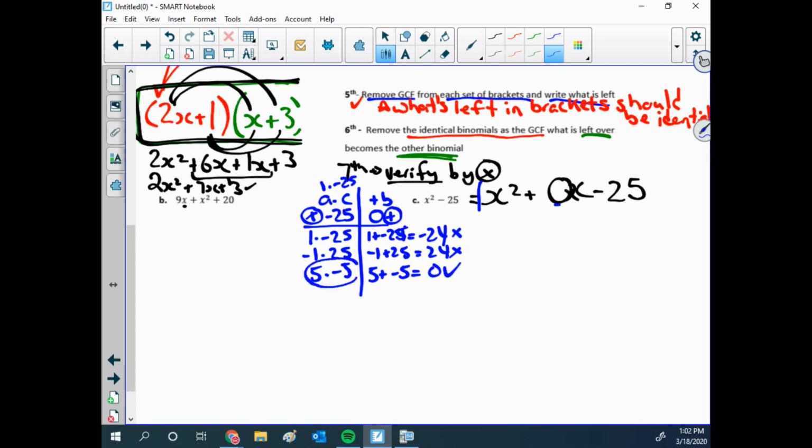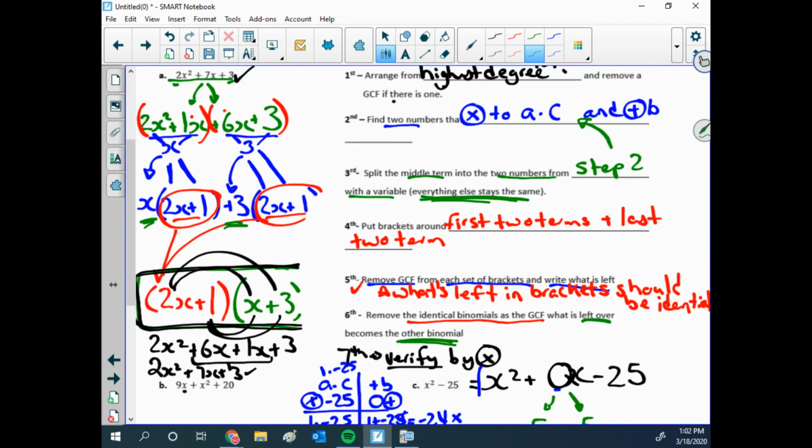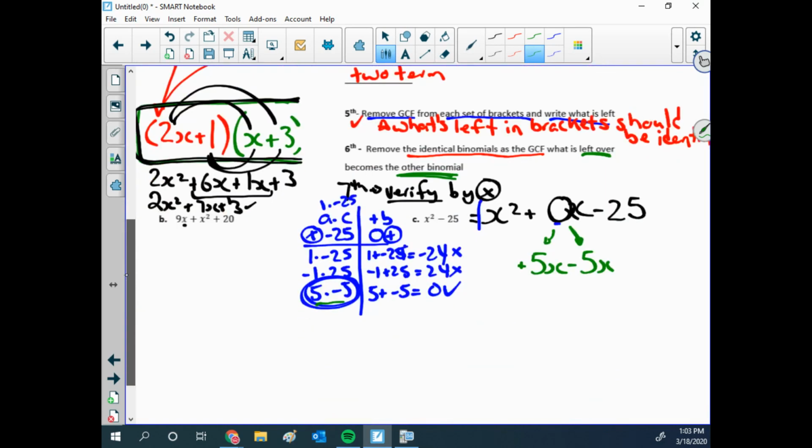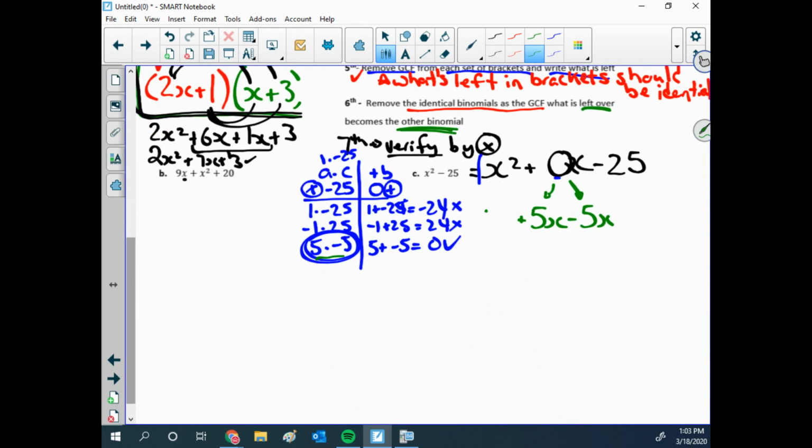So I'm good. That means these 2 numbers is what I would split my middle term into. So I would split that into a 5x and a negative 5x. Right, so I split the middle term, including the variable with these 2 numbers. And that's my second step there. Okay, find 2 numbers, split the middle term, and then it says everything else stays the same. So I will bring down this x squared. I can put a 1 there if I want, doesn't matter. And I bring down the constant of negative 25.